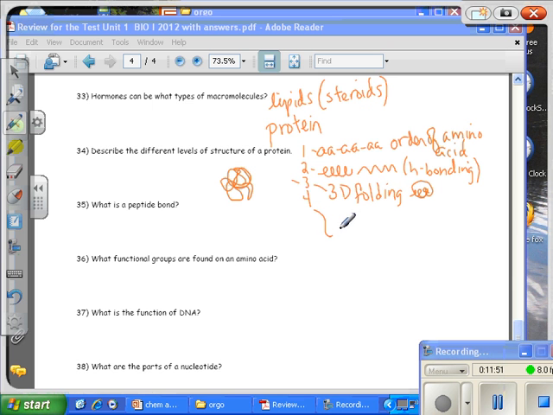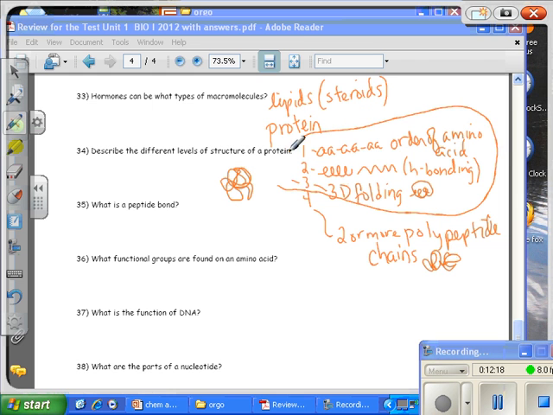And the quaternary structure is when you have 2 or more polypeptide chains coming together. So here's one, and then here's another, and when they interact together and bond together, that would be the protein, and that's the quaternary structure. Some proteins are done right here with the tertiary structure, and then some have the quaternary structure as well. Once they're done folding, you can call them a protein.